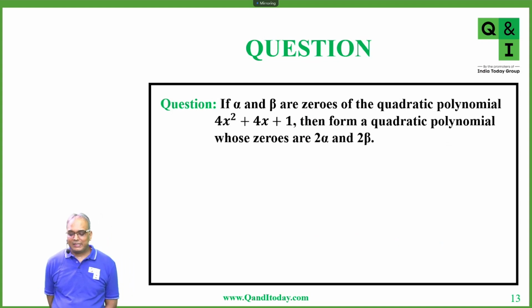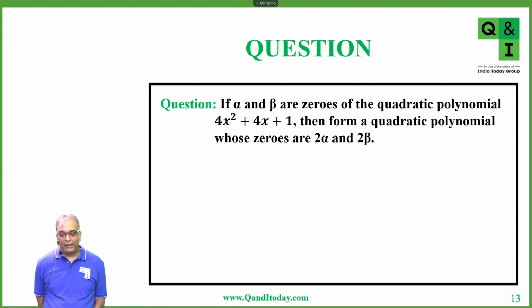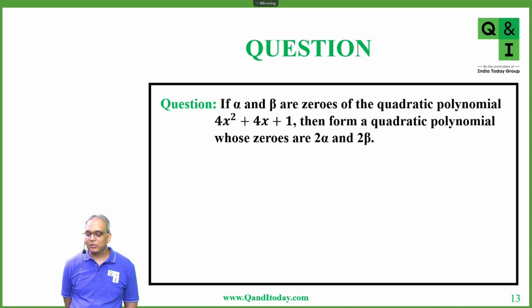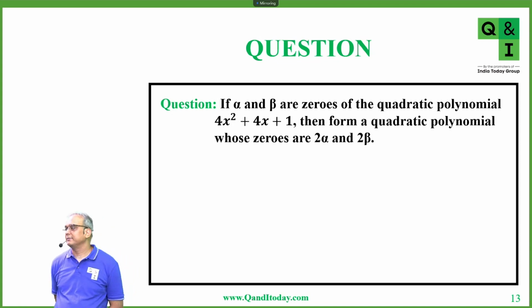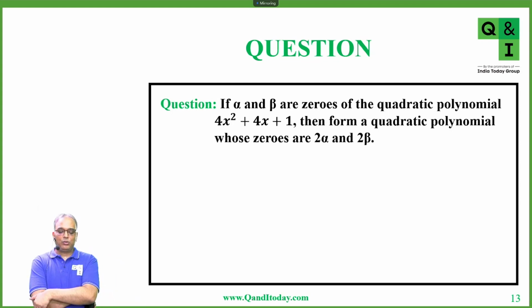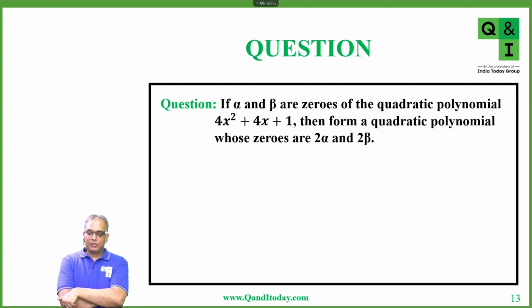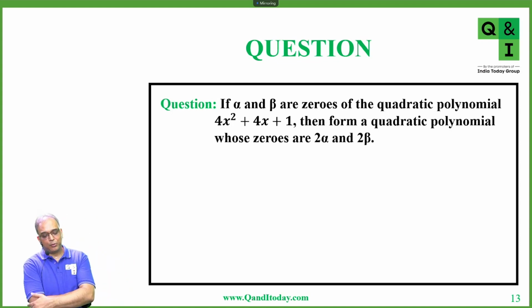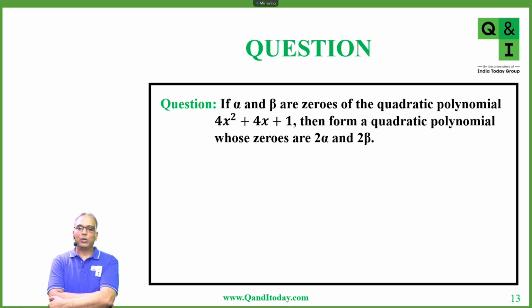Okay. Now the next question is, if alpha and beta are the zeros of the quadratic polynomial 4x square plus 4x plus 1, then form a quadratic polynomial whose zeros are 2 alpha and 2 beta. So you have a quadratic polynomial whose zeros are alpha and beta. You have to form another quadratic polynomial whose zeros are 2 alpha and 2 beta.